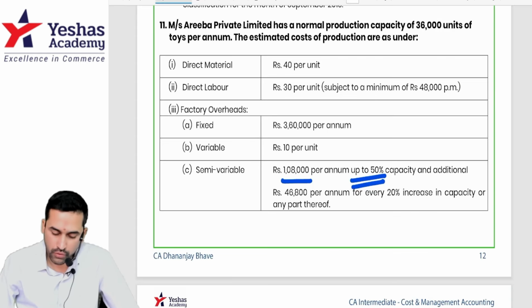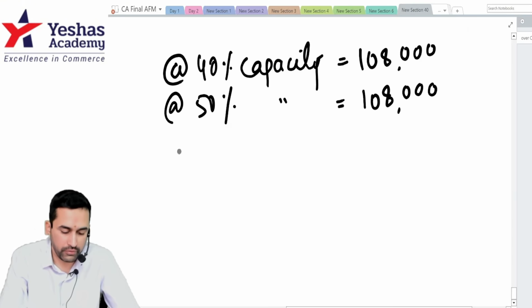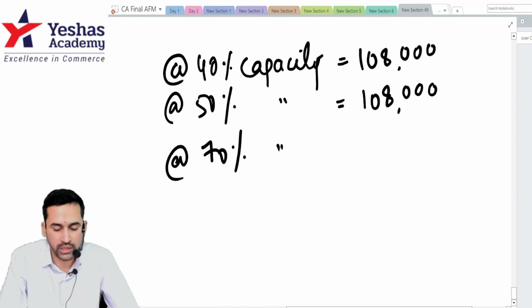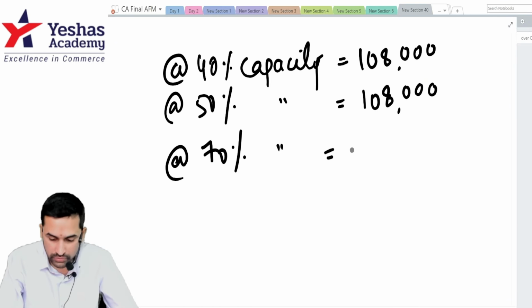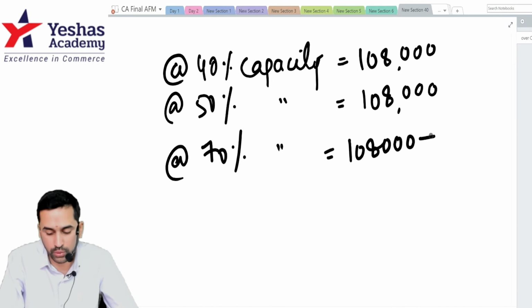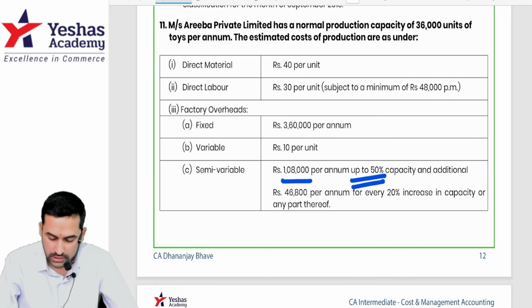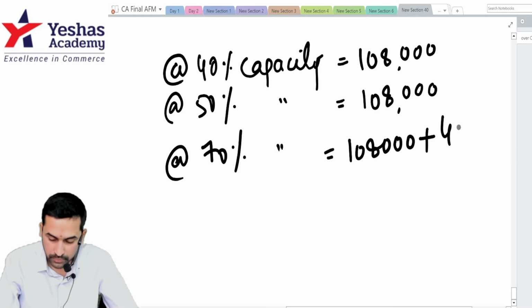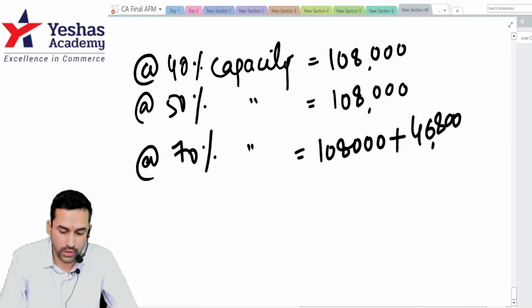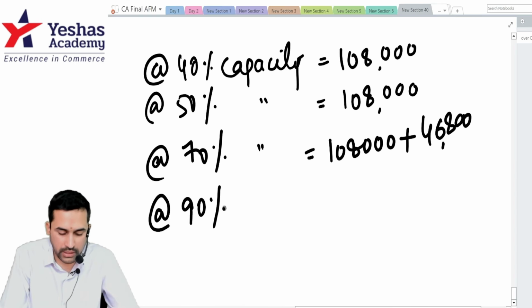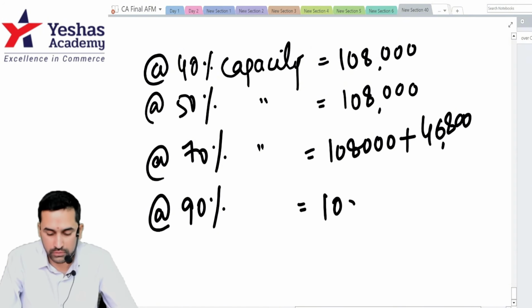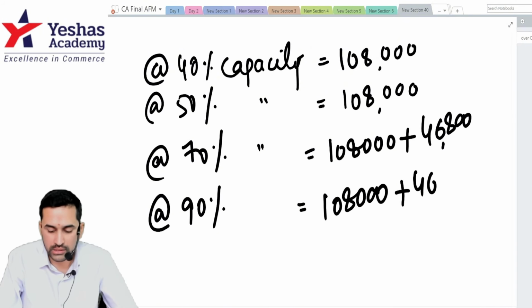And continue reading that. It says 46,800 per annum for every 20% increase in capacity, which means if we work at 70% capacity, then my cost will be 108,000 plus 46,800. Clear to you? I have another question to you. What if we work at 90% capacity? What to do? This I have to take. This I have to do. One more 46,800 I have to add.